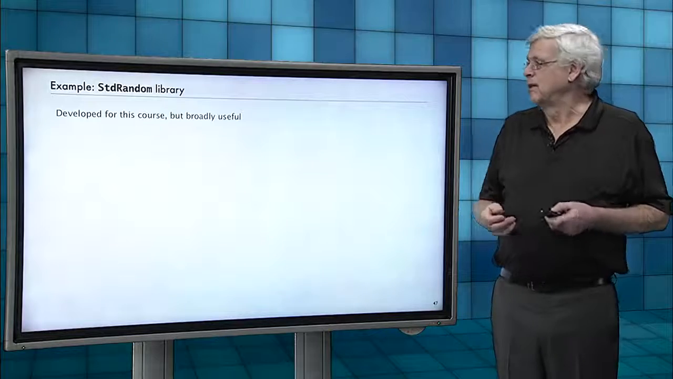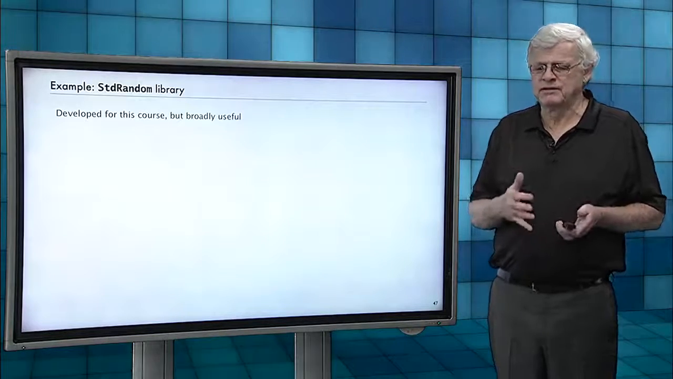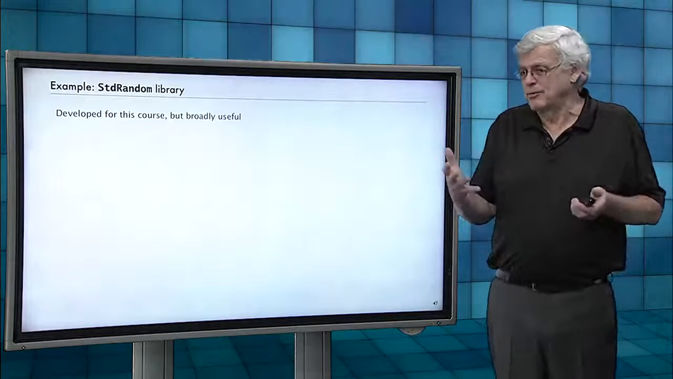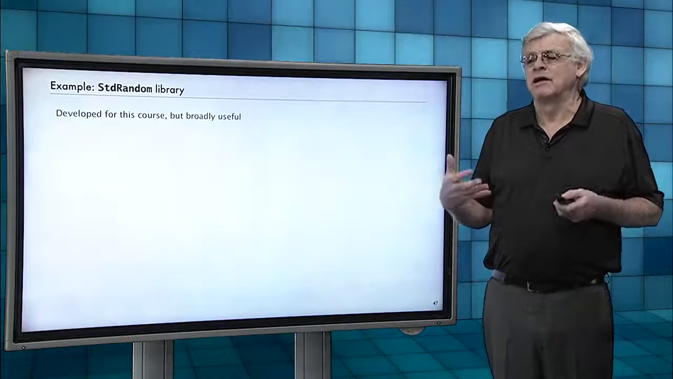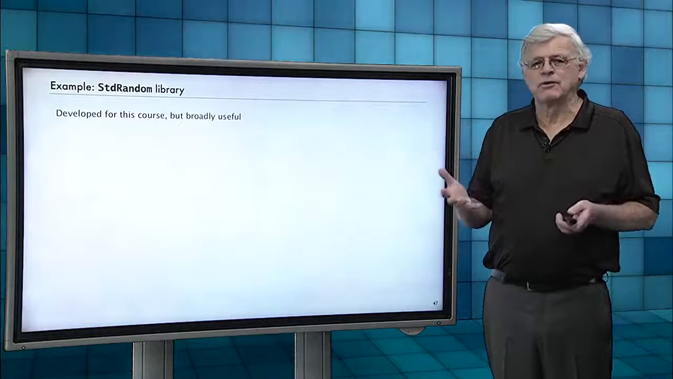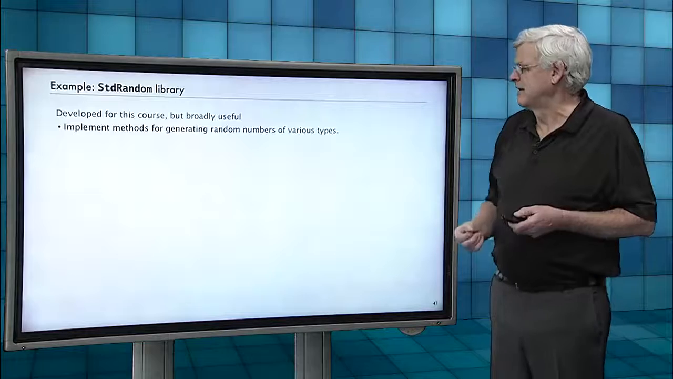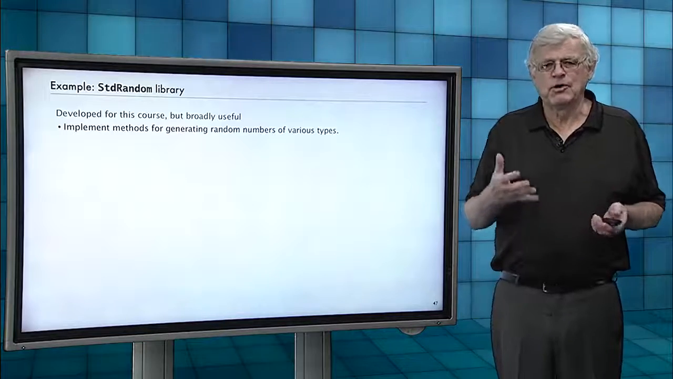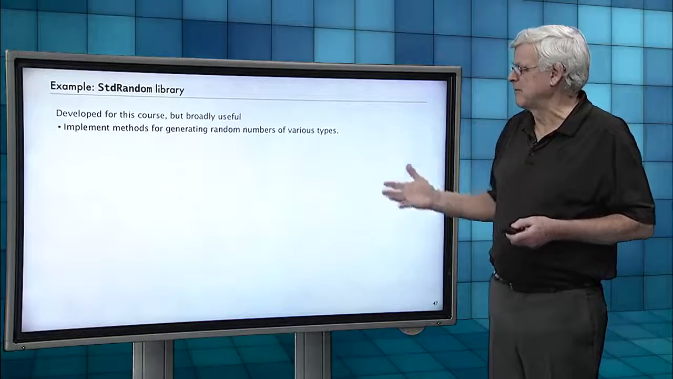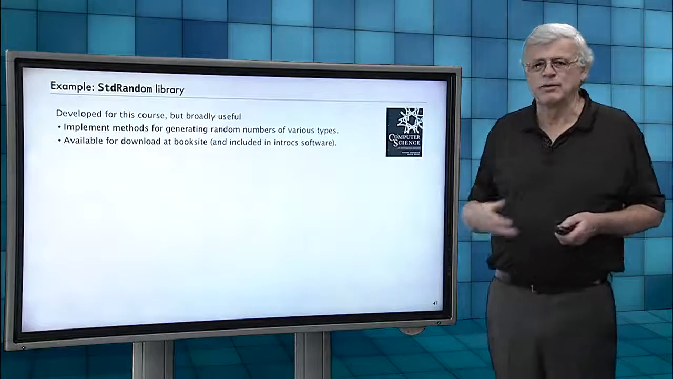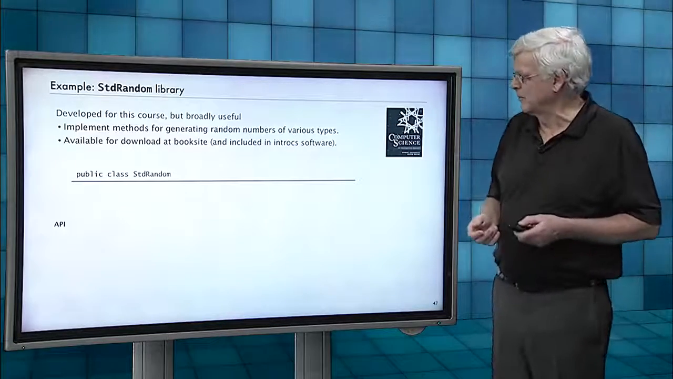So for example, we've built some other libraries for this course, and all programmers build libraries in order to help them better organize their programs. So we're always generating random things. So we took all our methods for generating random numbers and put them in one place. And again, they came with the software that you downloaded at the beginning of the course.